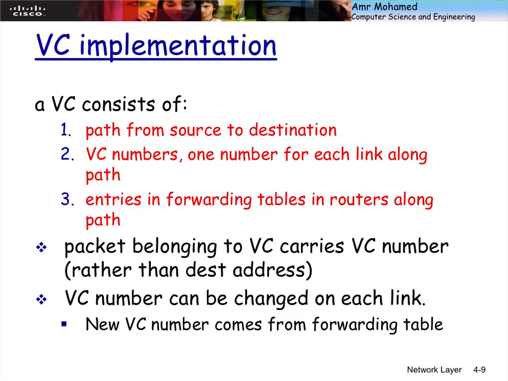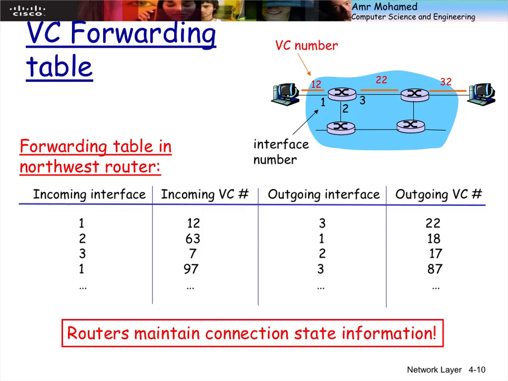The new virtual circuit number comes from the forwarding table. So the forwarding table will have the new virtual circuit number for every router. But that doesn't mean that the end-to-end is a different virtual circuit. It is the same. That's how it looks like.